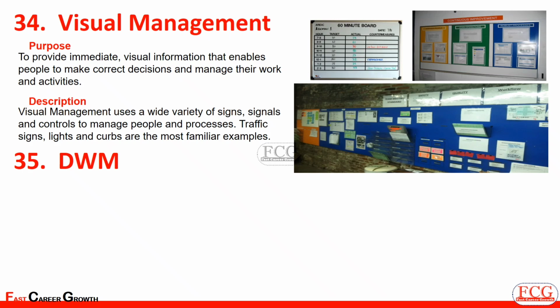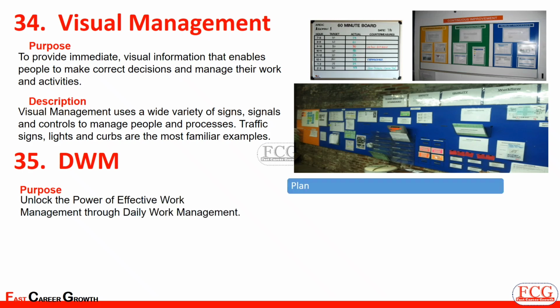35th Lean Manufacturing tool is DWM or Daily Work Management. The purpose of DWM is to unlock the power of effective work management through daily work management. 7 keys to daily work management. First step, planning and execution of daily plans on a day-to-day basis by everyone in the organization at each level from top to bottom.